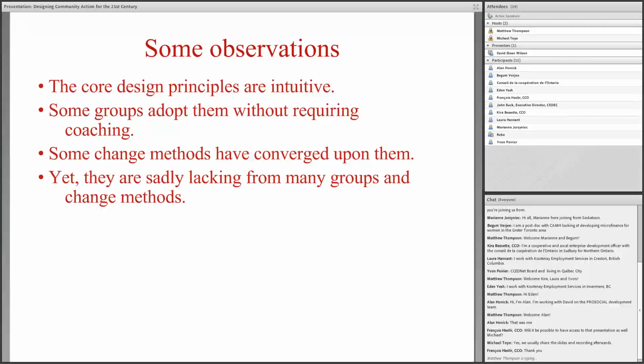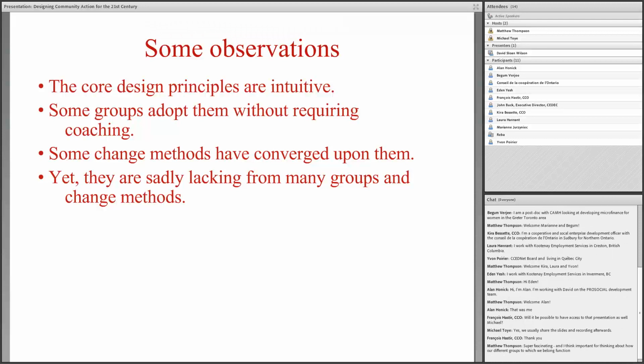And now let me make a few observations about them. One is they're very intuitive. I bet you weren't surprised. So isn't it strange that these are all familiar? We can all nod our heads as we go through them. And at the same time, some groups adopt them without requiring coaching, they don't need to be taught.